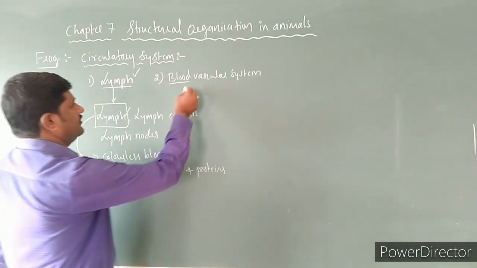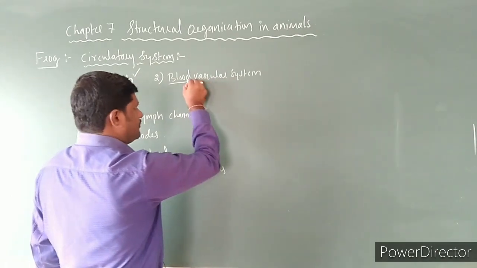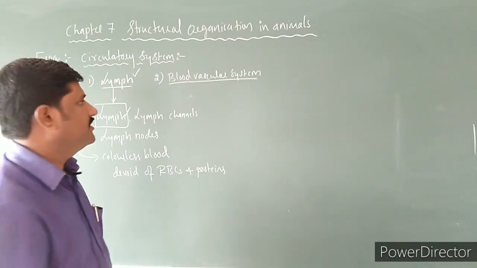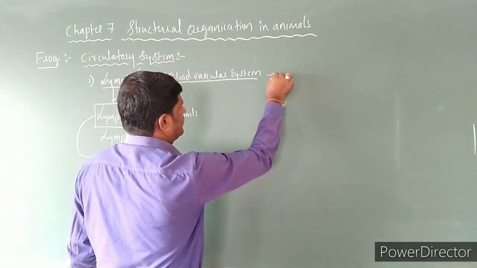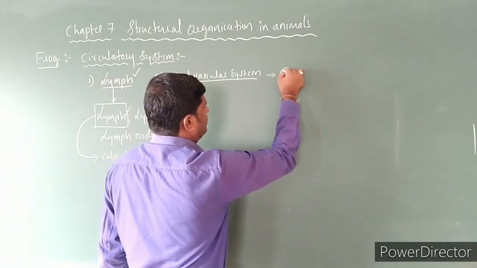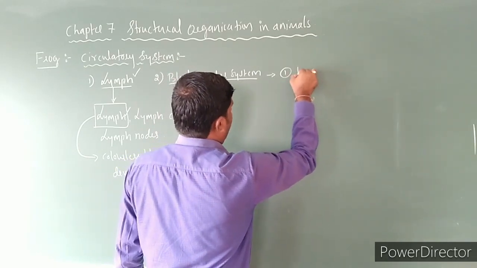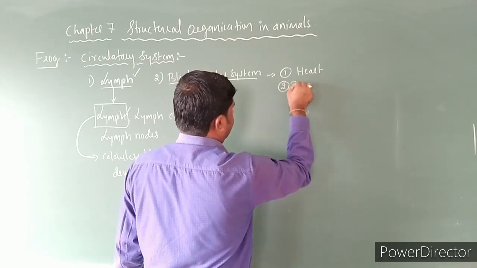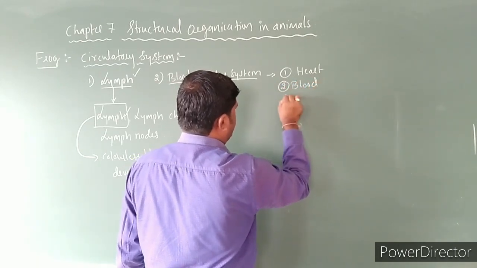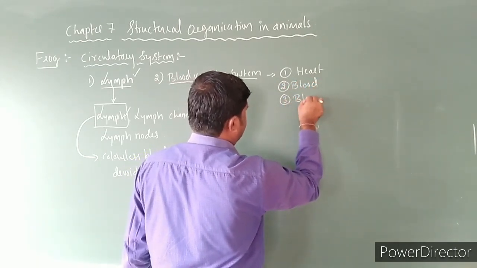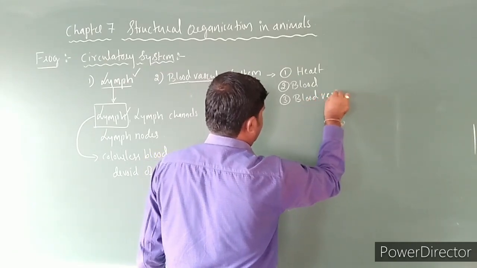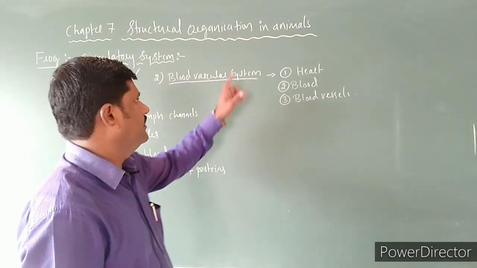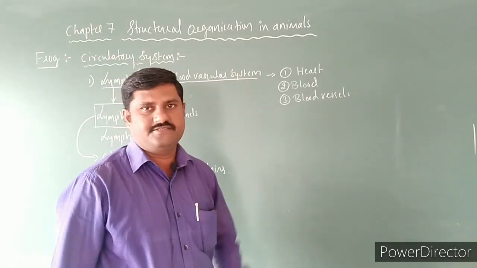So next one is the blood vascular system. What is this blood vascular system consisting of, after the lymphatic system? It mainly consists of, the first one, the heart, the second one, blood, and the third one, blood vessels. So these are the structures that we come across under this blood vascular system.